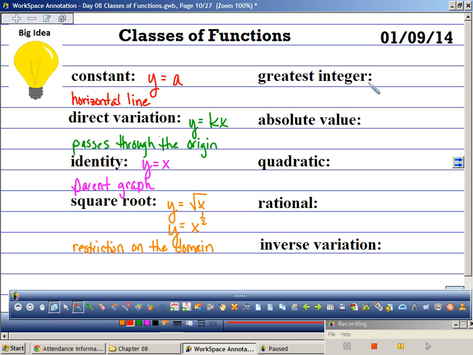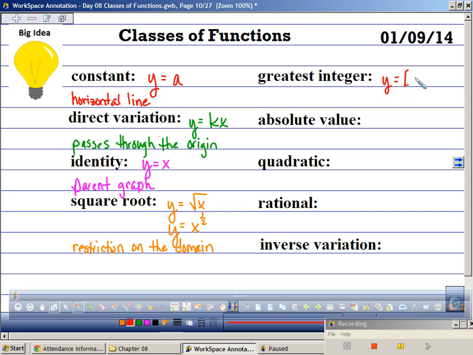I can use the same colors, right? Greatest integer function, what's that look like? Y equals? It doesn't have to be double though, as long as it's evident that it's a bracket. How can we explain the greatest integer function? Yep, looks like steps.